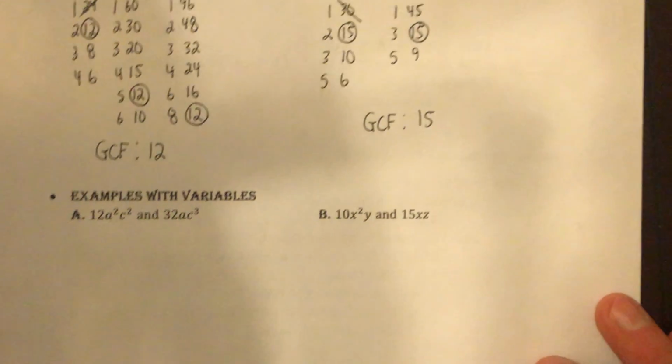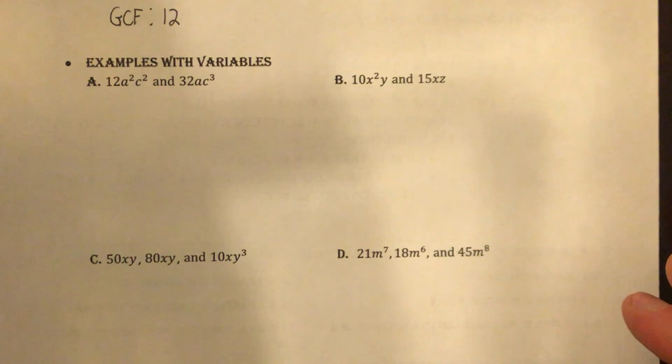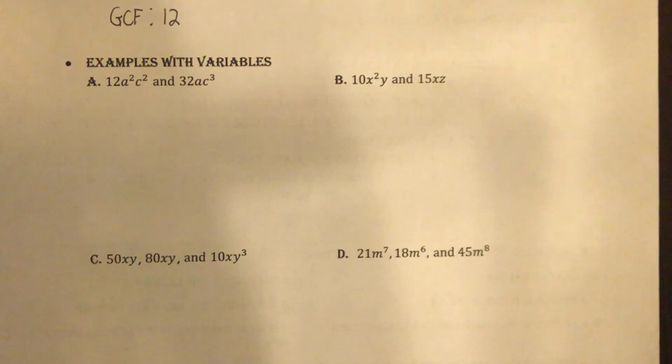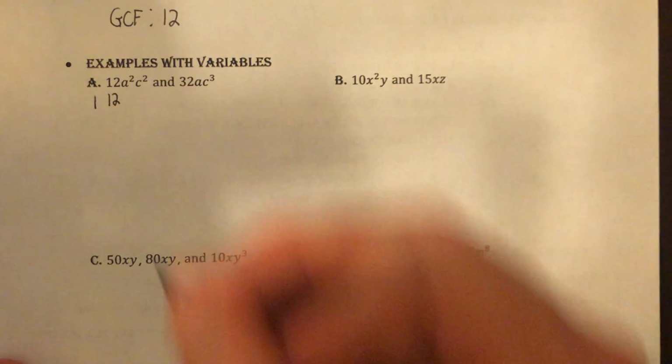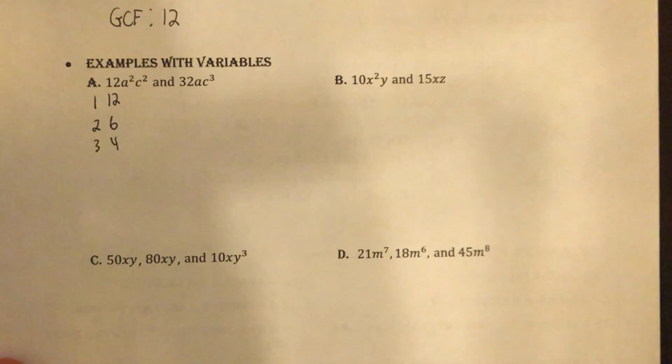So let's jump on to example A here. So example A says 12a squared c squared. So again, let's start with this coefficient of 12. What are the factor pairs of 12? Well, first one, 1 and 12. Then we've got 2 and 6, 3 and 4. 4 is on my list, so that is complete.